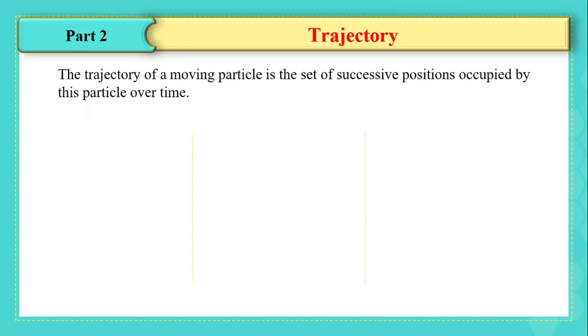What is a trajectory? The trajectory of a moving particle is the set of successive positions occupied by this particle over time, or it is defined as the path followed by a particle.